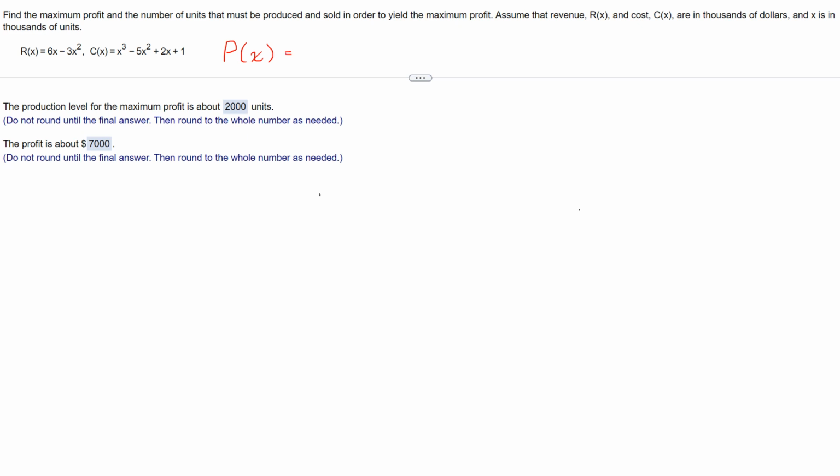is equal to the revenue minus the cost. And so that would give me the 6x minus 3x squared minus the x to the third minus 5x squared plus 2x plus 1.